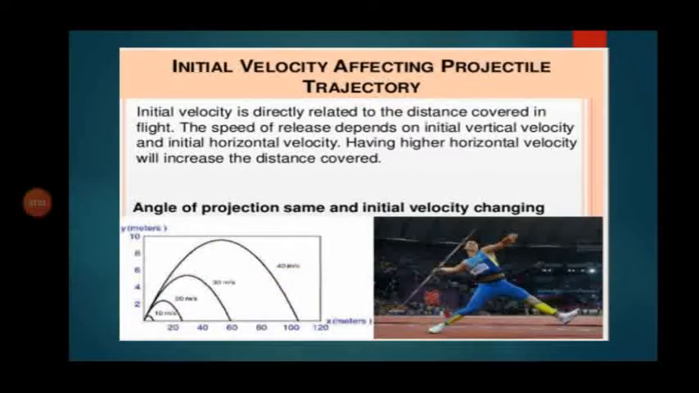First of all, initial velocity affecting projectile trajectory. Initial velocity is directly related to the distance covered in flight. The speed of release depends on initial vertical velocity and initial horizontal velocity. Having higher horizontal velocity will increase the distance covered. The angle of projection will remain the same and the initial velocity will be changing.